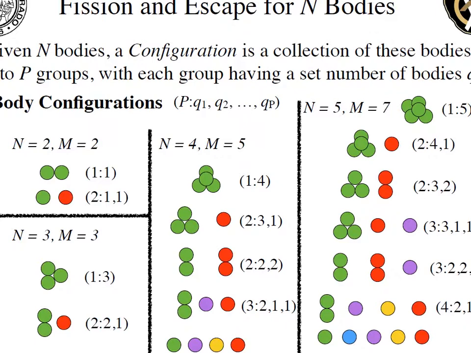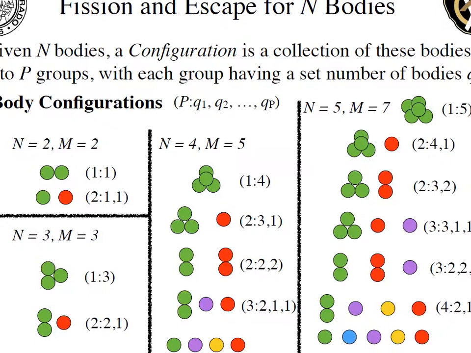So given these n bodies, I call a configuration a collection of those bodies into p different groups, and each group having a set number of bodies. For the two-body system, this is simple. There are only two ways to order this: two bodies together or the two bodies separate. For the three-body system, there turns out there are three unique ways: the three bodies together, two together, one separate, and the three separate. And in fact, it's the integer partitions that describe the sort of patterns that we can find as we go to higher and higher n.